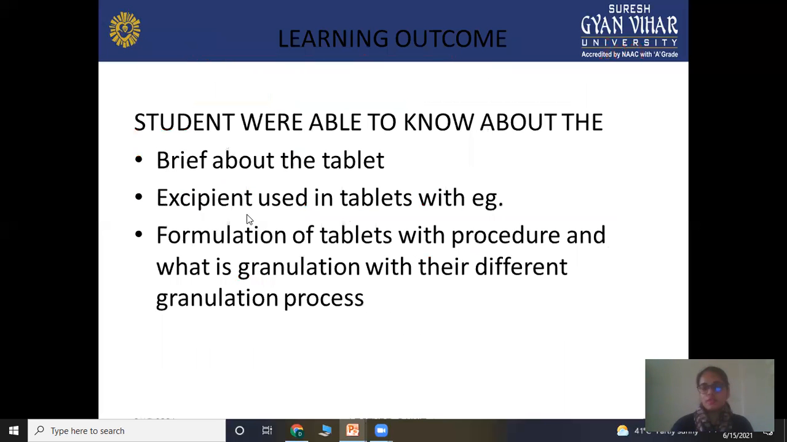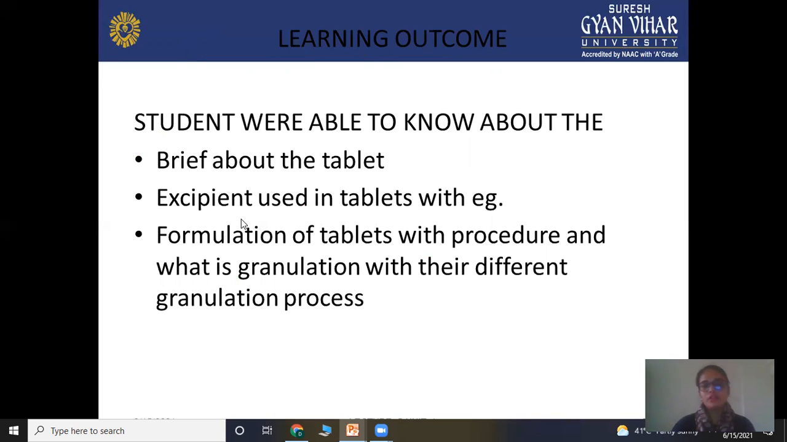After completing this topic, you should know the basic objectives or outcomes of this topic. In this, you should know a brief introduction of the tablet, what a tablet is, and what excipients are used, with examples. In the examples part, you should know all types of examples, including the grade, and which grade is more appropriate or suitable for your granulation. Next is the formulation of a tablet with procedure.